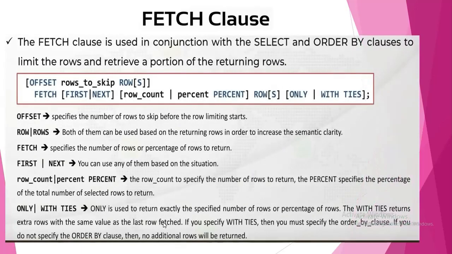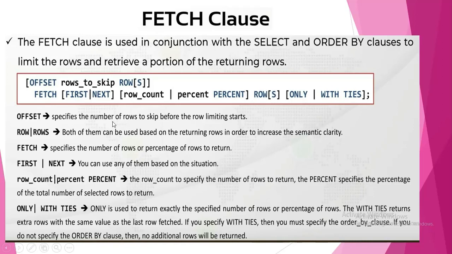Fetch clause. The fetch clause is used in conjunction with the select and order by clauses to limit the rows and to retrieve a portion of the returned rows. We can also use it for a specific range. So you can go for this standard syntax here. You can observe the syntax and the offset details; some key points are given here.